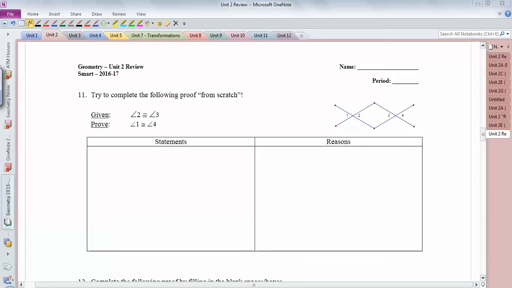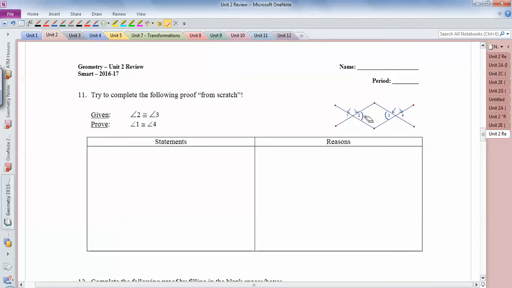All right, so this is Unit 2 review. We'll work on some of the proofs here. In this one, we know that angle 2 and 3 are the same, and we're trying to prove 1 and 4 are the same. Hopefully you can see right off the bat, 1 and 2 have to be the same, and 3 and 4 have to be the same because those are vertical angle pairs.